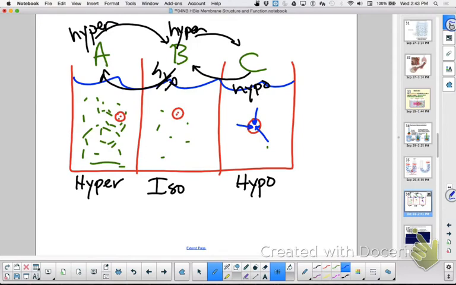Now, is there some still moving out? Yes, but more is moving in than out. What could happen to our red blood cell? Burst. Would that happen to a plant cell? No. Why? They have a cell wall.